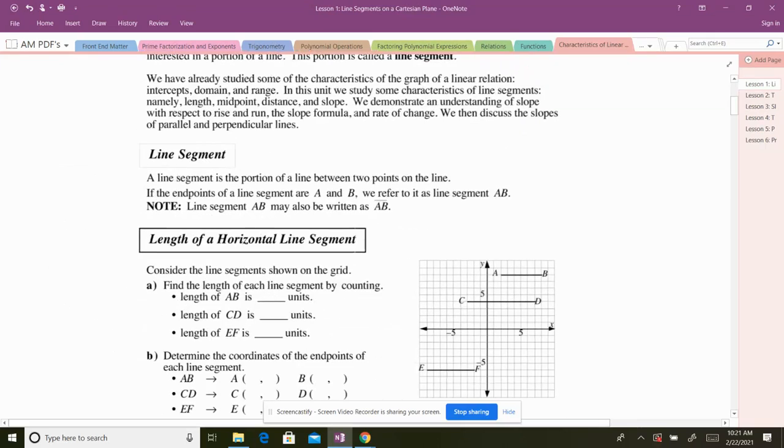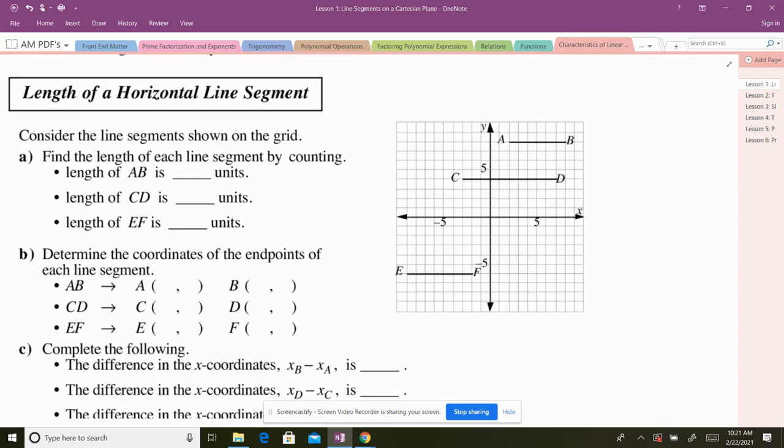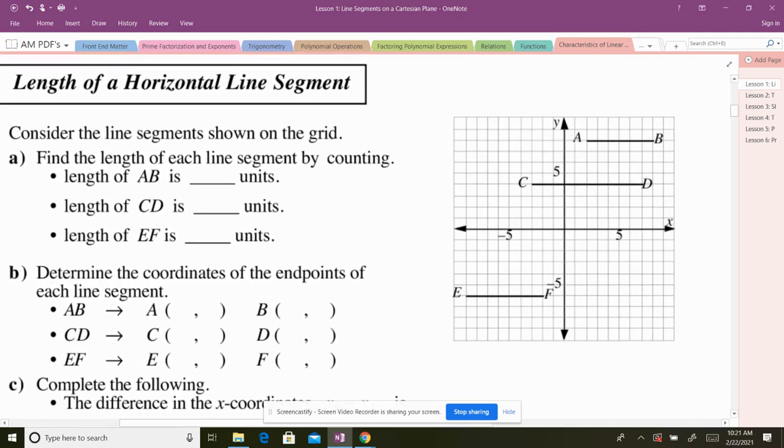So we go down to the bottom here. We have 3 different line segments here, AB, CD, and EF. Very creative names. If I asked you for the length of AB, the distance between here and here, what is it? 6 units. Just count the lines. 1, 2, 3, 4, 5, 6.